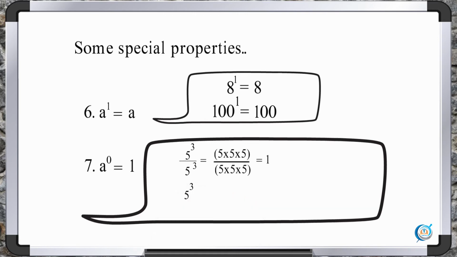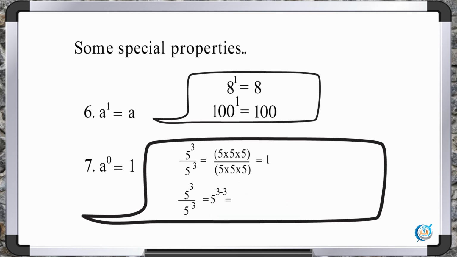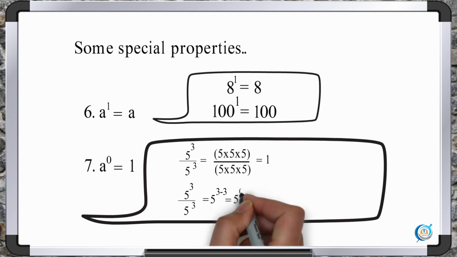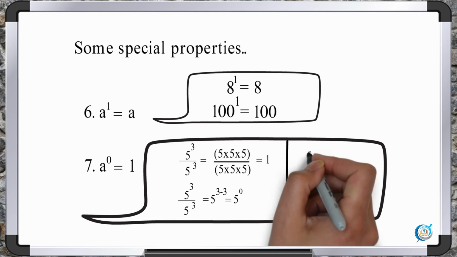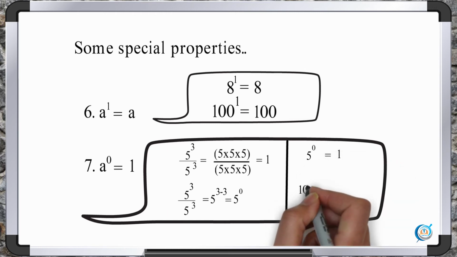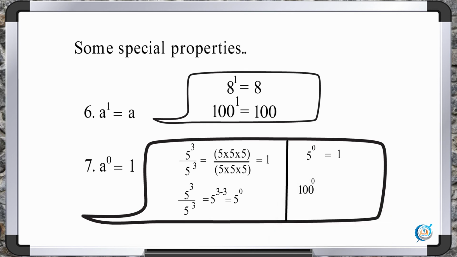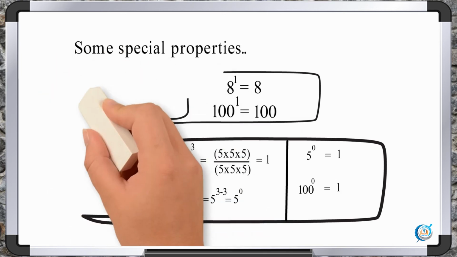Now using the exponential property, 5 power 3 by 5 power 3, we can write it as 5 power 3 minus 3. So same number minus same number will get 0, which is equal to 5 power 0. By this way, we can say that 5 power 0 is equal to 1. And for any number, if it is 100, 100 power 0 is equal to 1. So any number to the power 0 is equal to 1.